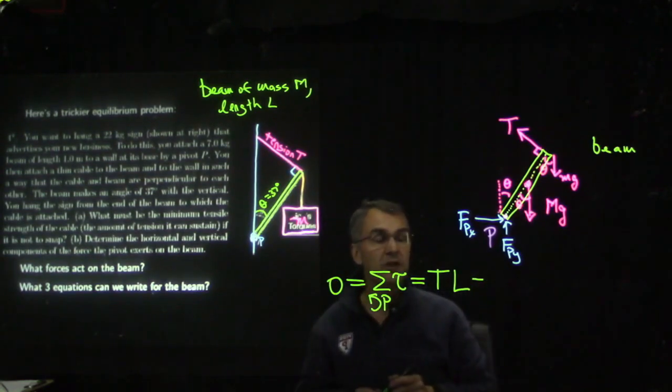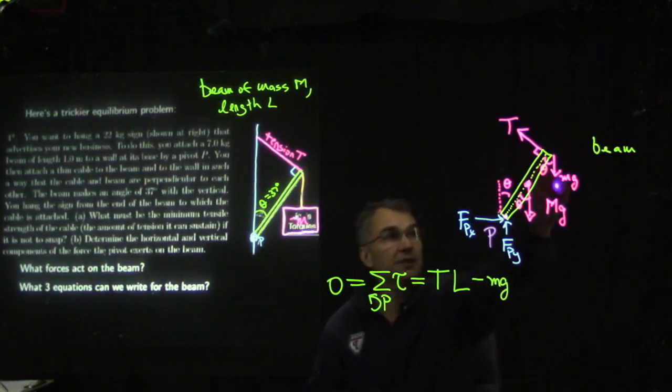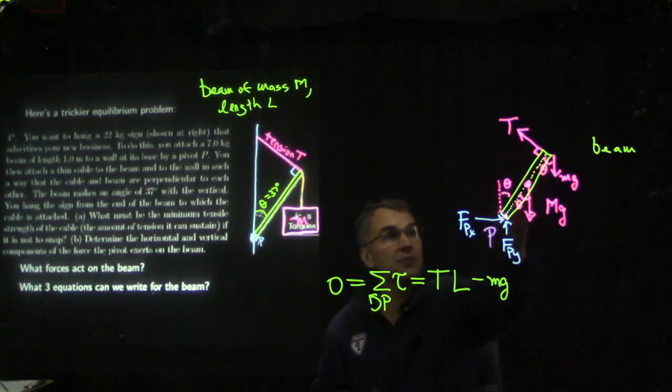Then we have two clockwise torques. They get minus signs. We have little mg for the sign over here. So that's times L sine theta. We want the horizontal distance. We want to take the entire length of the beam and pick out the horizontal part to go with the vertical force. So because we're measuring angles with respect to the vertical, this horizontal part will be L sine theta.